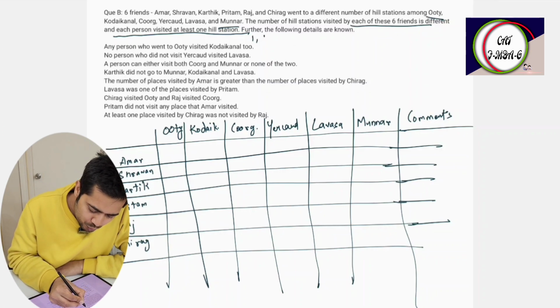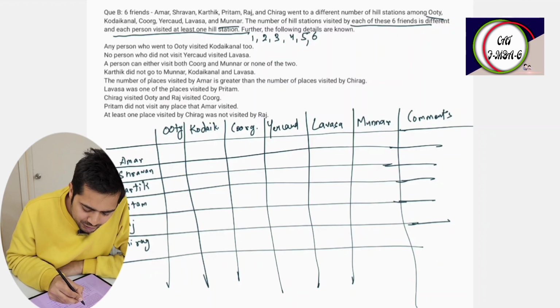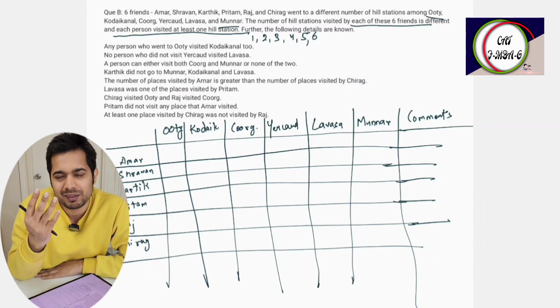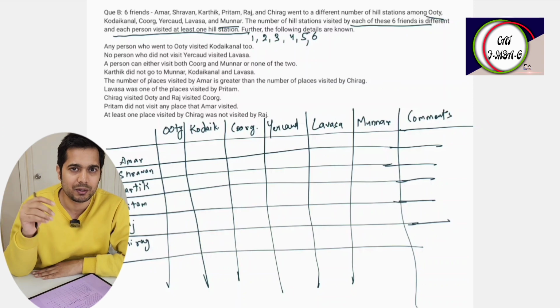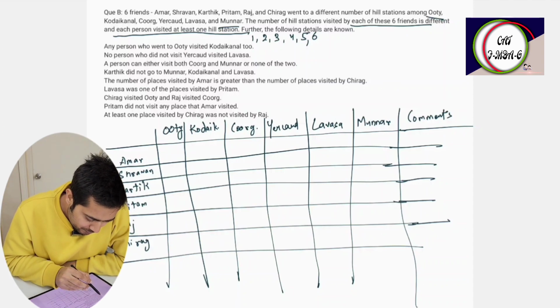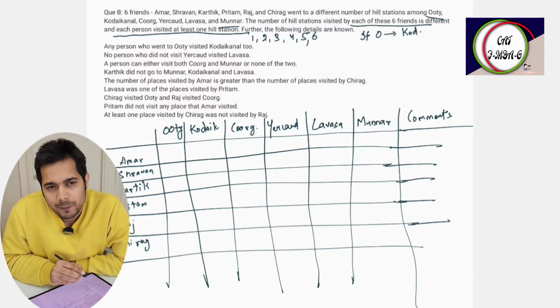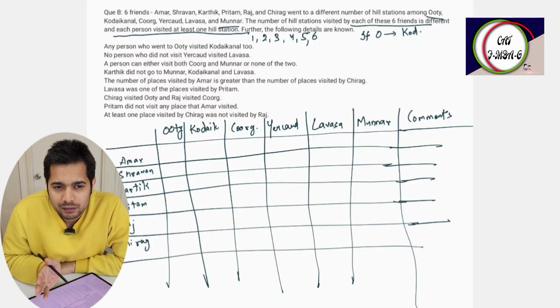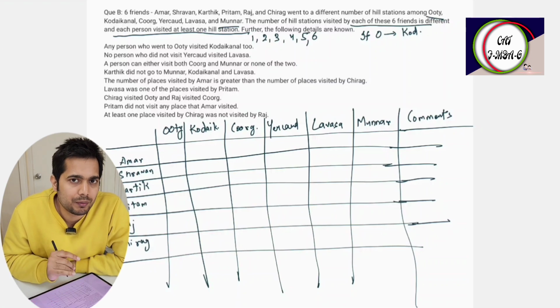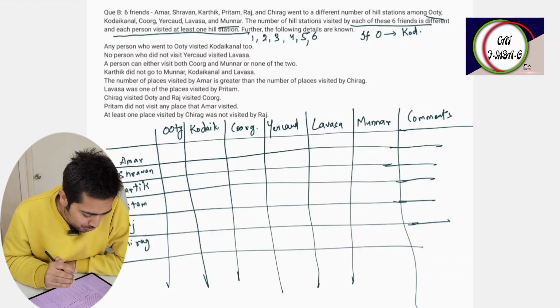So 1, 2, 3, 4, 5, 6. Someone will visit one hill station, someone will visit 2 hill stations, someone will visit 3, 4, 5, 6 similarly. Any person who visited Ooty visited Kodaikanal also. If Ooty is there, then Kodaikanal is definitely there. If Kodaikanal is there, then it is not necessary that Ooty will be there. Ooty can be or Ooty cannot be. This is what is given by this comment.